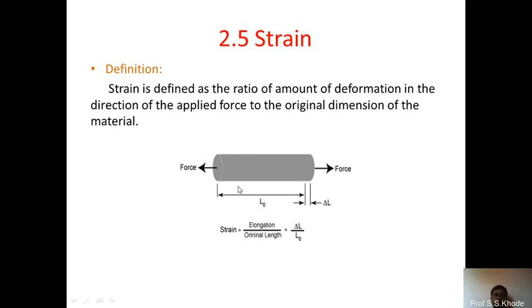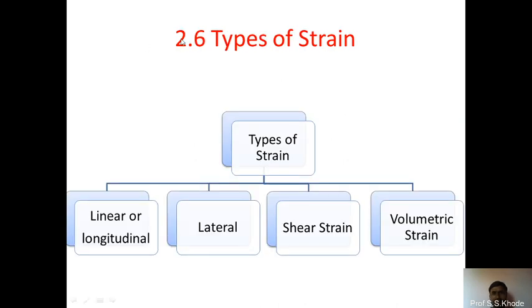I have just shown one rod over here, and it is subjected to a direct tensile load. Next we will see the various types of strain. There are 4 different types of strain that we have to discuss in this topic, that is linear or longitudinal strain, then lateral strain, then shear strain, and then volumetric strain. We will discuss these types of strain one by one.